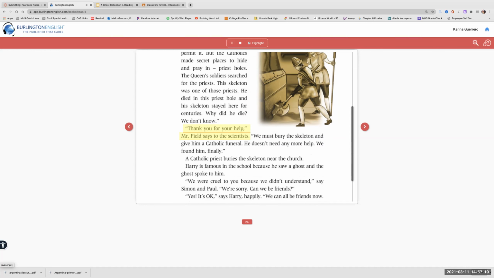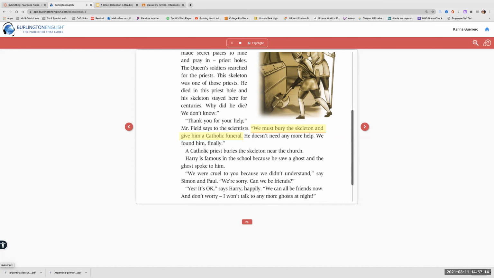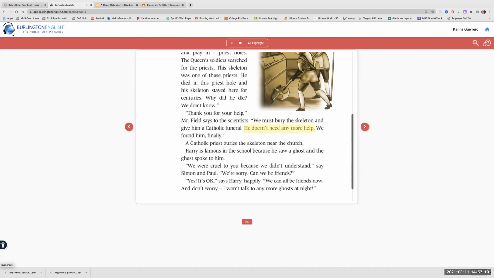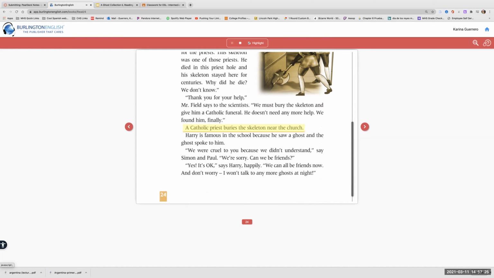"Thank you for your help," Mr. Field says to the scientists. "We must bury the skeleton and give him a Catholic funeral. He doesn't need any more help. We found him finally." A Catholic priest buries the skeleton near the church.